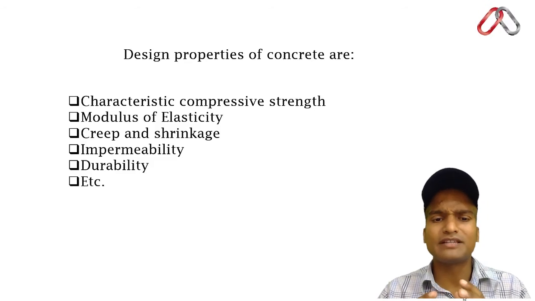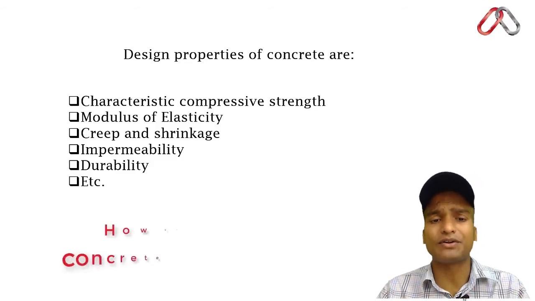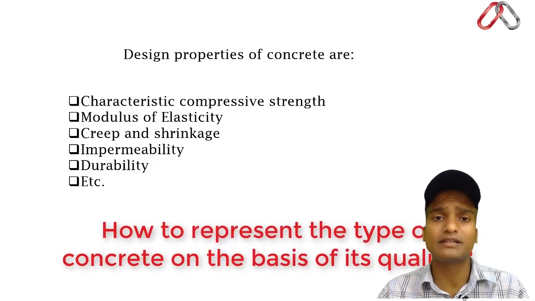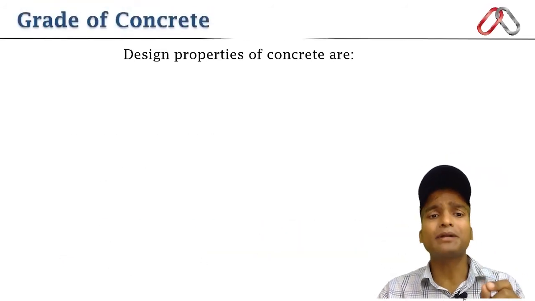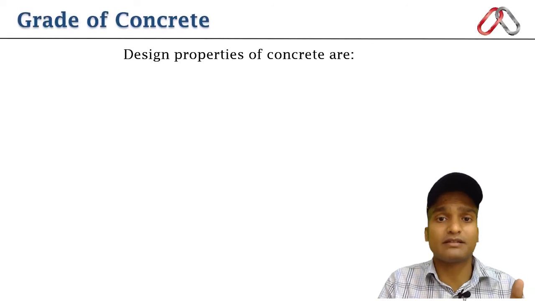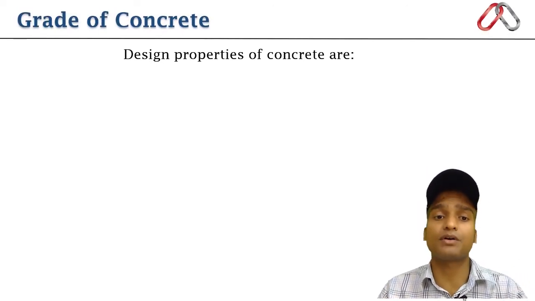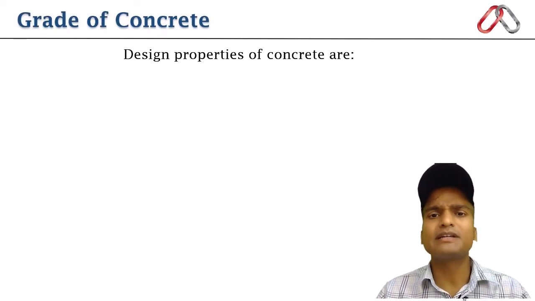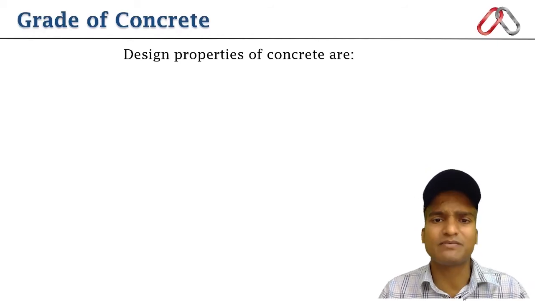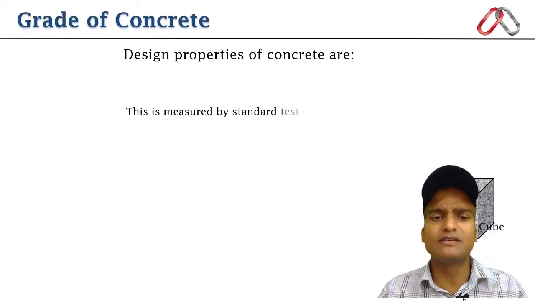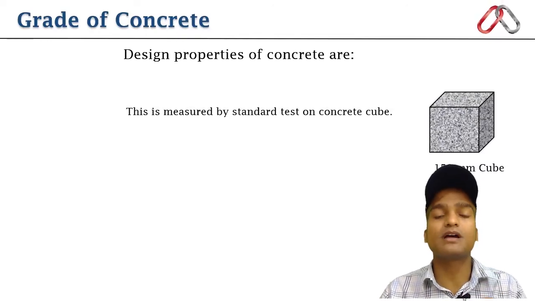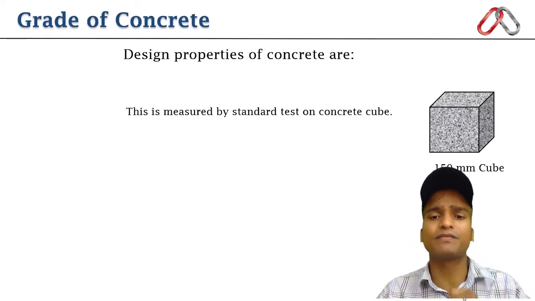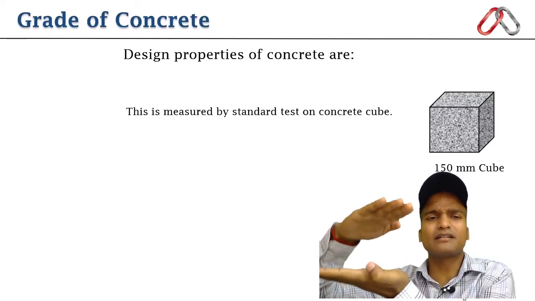Now the question may arise, how to represent the type of concrete on the basis of its quality, किस type of concrete है. So we demarcate a concrete by saying grade of concrete. मैं अक्सर क्वेश्चंस में दिया करूँगा grade of concrete, and grade of concrete is basically a measure of compressive strength, and compressive strength is measured by standard test on concrete cube. These concrete cubes are of dimension 150 mm by 150 mm by 150 mm. Cubes are tested under compression.